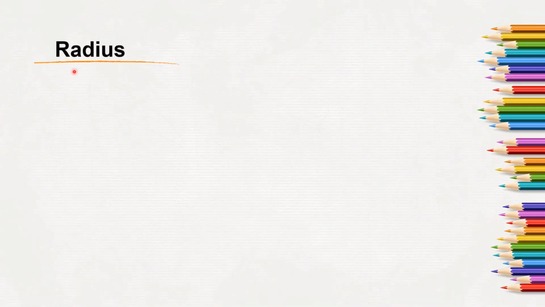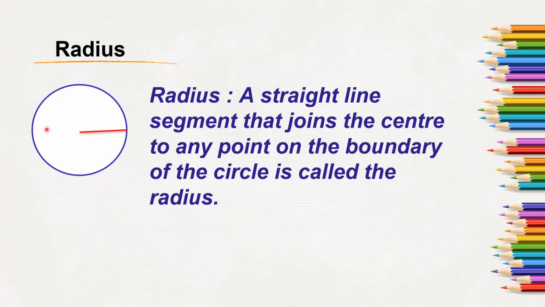Next, radius. What is radius? A straight line segment that joins the center to any point on the boundary is called the radius of the circle. We'll mark center as O and the other point as Q. So here OQ is the radius of this circle.